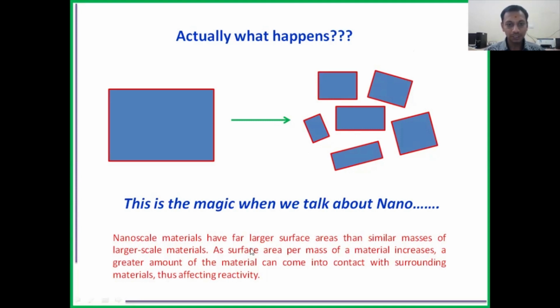So nanoscale materials have a far larger surface area than similar masses of larger size materials, similar mass with enhanced surface area. As surface area per mass of a material increases, a greater amount of material can come into contact with surrounding materials, thus affecting the ultimate reactivity. And this is a very important concept which can be used in catalysis.